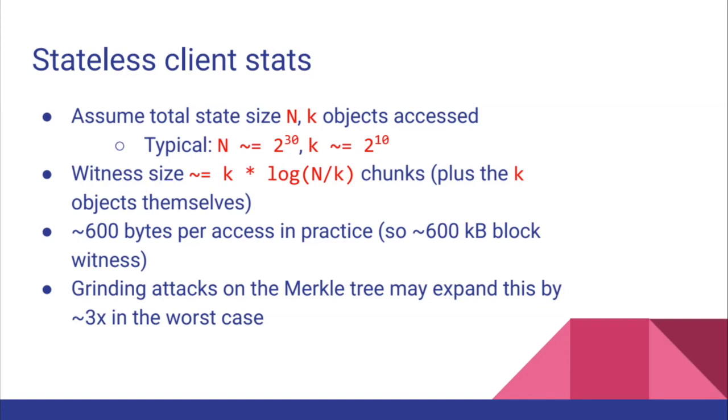So in practice, if we plug in numbers, we say 1,000 times the log of a billion divided by 1,000 chunks, that gets us to around 20 chunks, and so around 600 bytes per access in practice.